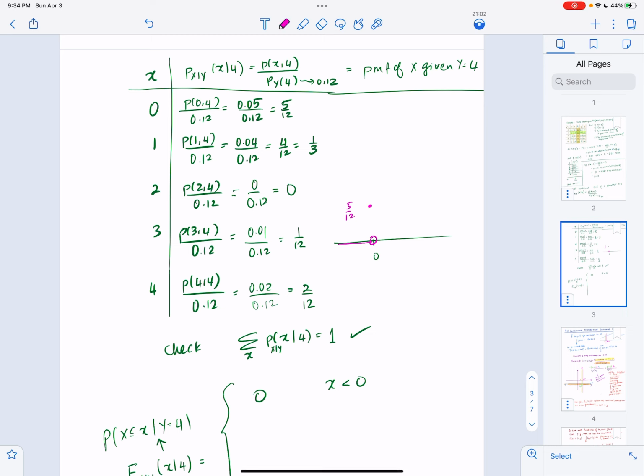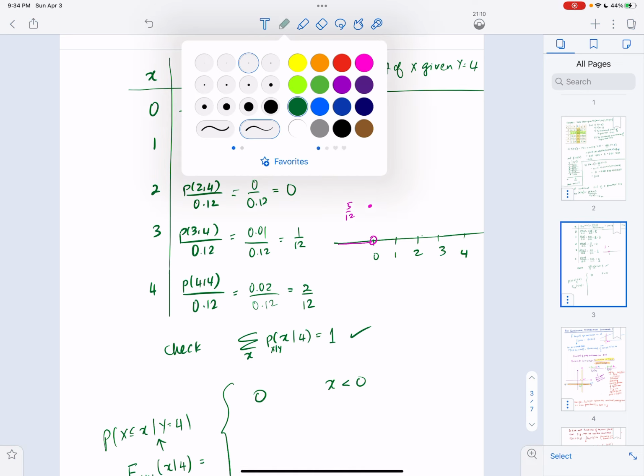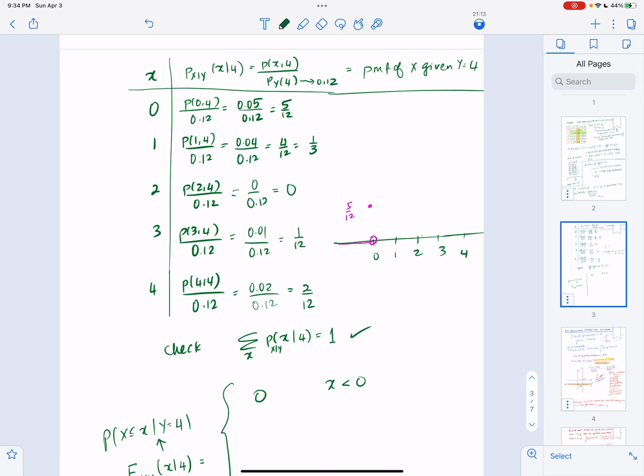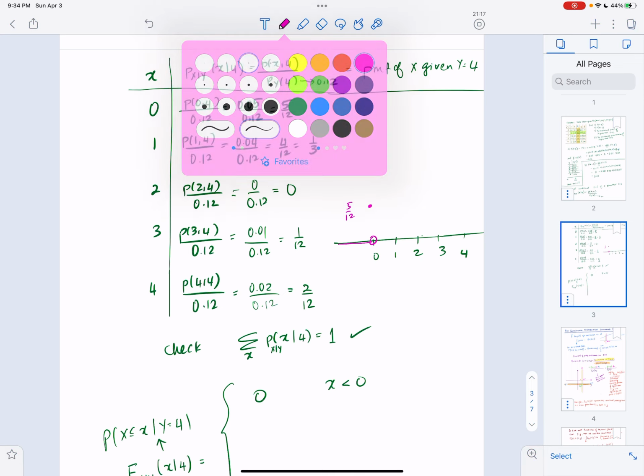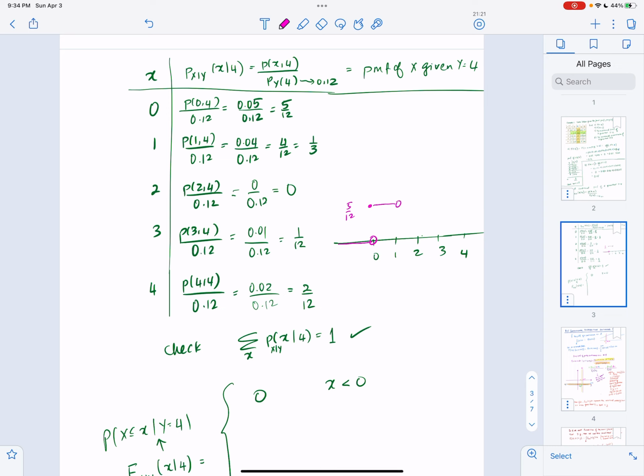Then it stayed at 5/12 till 1. And then at 1, what happened? It jumped up another 4/12, up to 9/12. And it stayed at 9/12 till 2, and at 2, no additional probability was gained. It stayed at 9/12 till 3. Then at 3, it jumped up by another 1/12, so it jumped up to 10/12, and it stayed there till 4. I should have an open circle there. And then at 4, it jumped up by another 2/12, and it stayed at 1 forever.